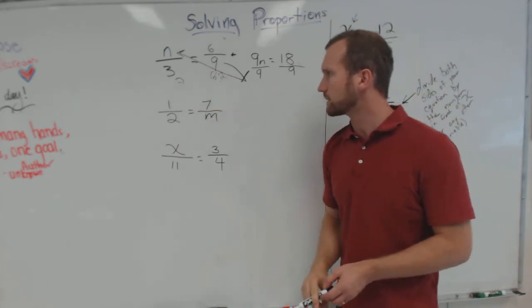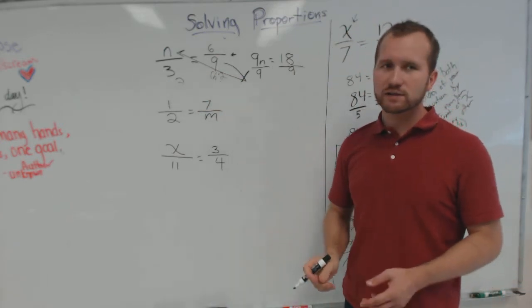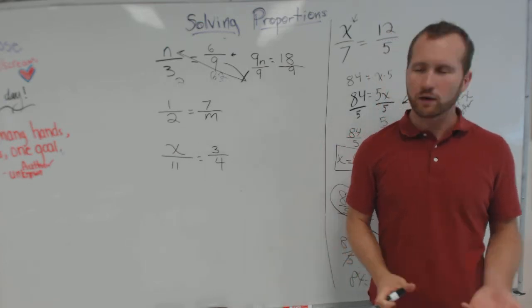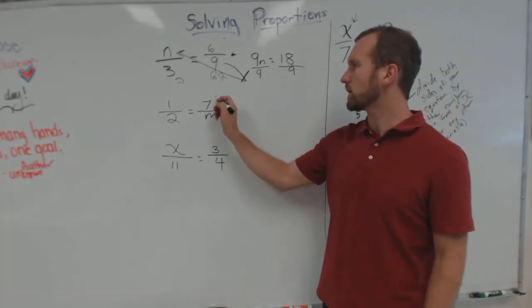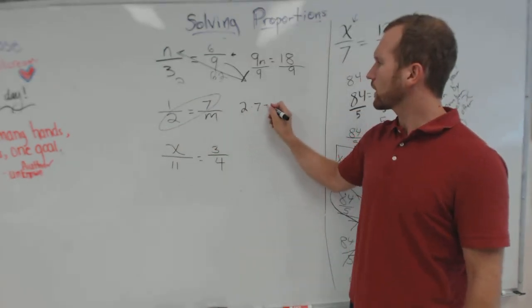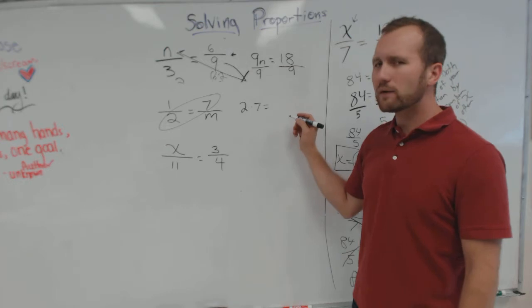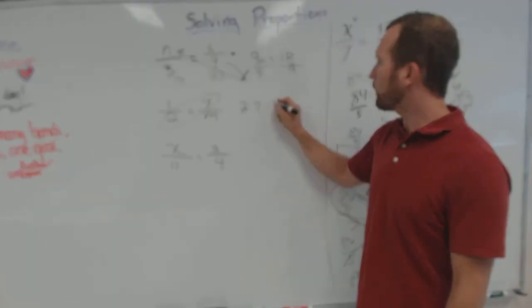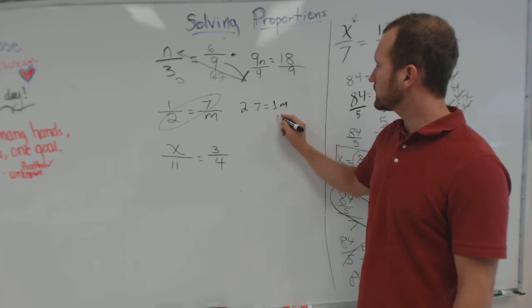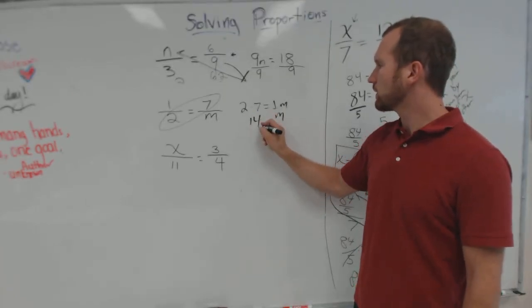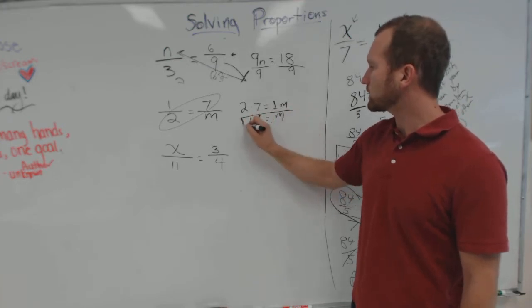So let's do the next example. Since I just said that, can I reduce anything here? No. Okay, so I'm stuck with cross multiplying. 2 times 7 equals, what do I write instead of 1 times m? Yeah, 1 times m is just m. 2 times 7 is 14, and that's my answer.